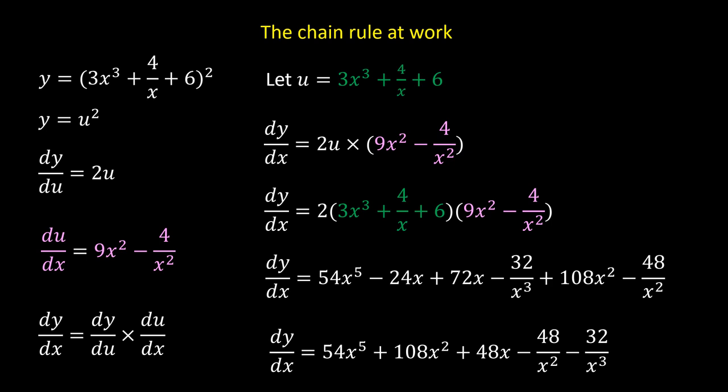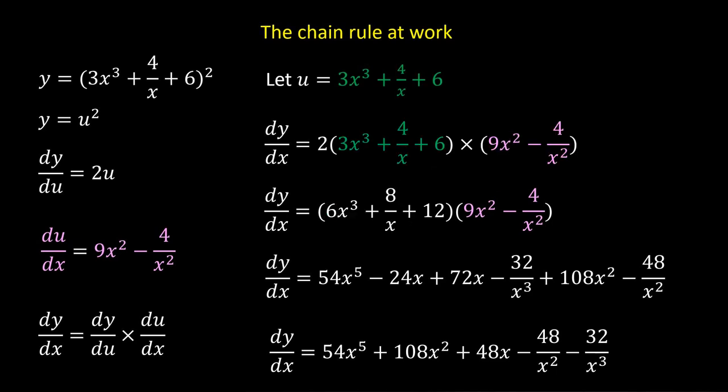One can also do this calculation without using the chain rule by first squaring 3x cubed plus 4 over x plus 6 and then differentiating the answer in a single step. Although in this example we made a formal substitution of u, this step is often omitted, as the chain rule can be applied directly, as we shall do when we work towards the famous energy equals mass times the speed of light squared relationship in a few videos' time.